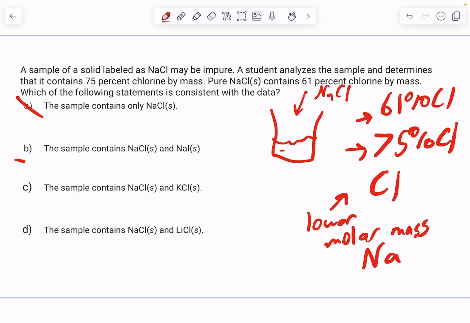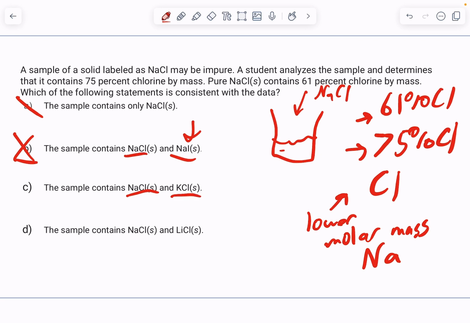So looking at this example B, we have NaCl and NaI. Well, in this case, the chlorine would be the only source of chlorine by mass. So there's no way this could be the right answer because we need a higher percentage of chlorine. If I had no chlorine in the other sample, this NaI, then it would definitely be lower than 61%. So this cannot be the right answer.